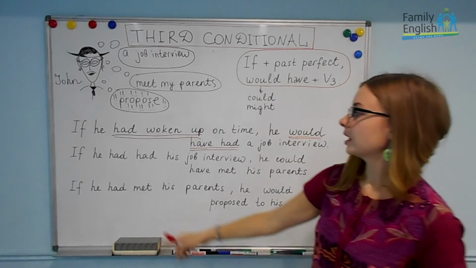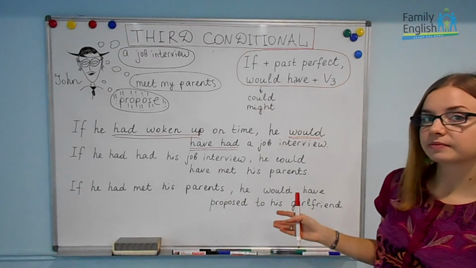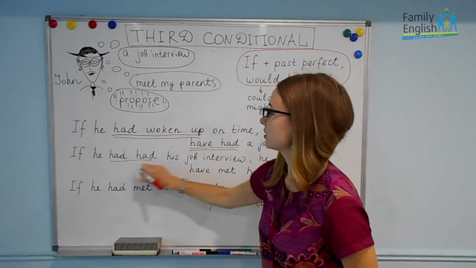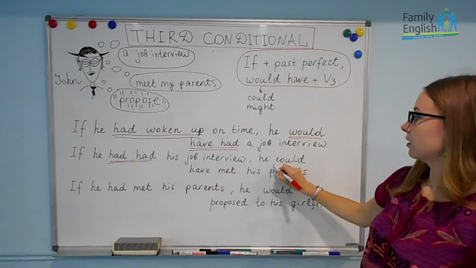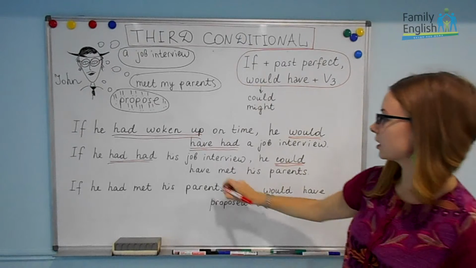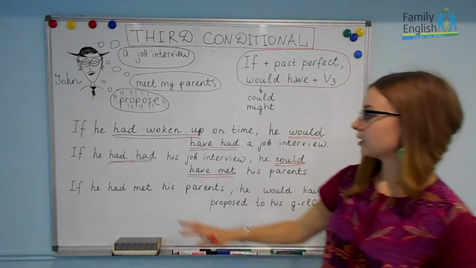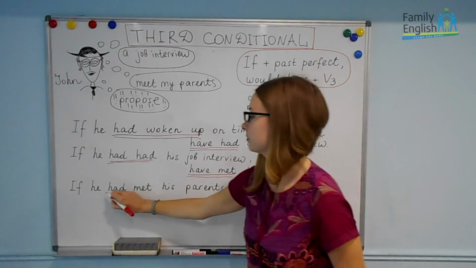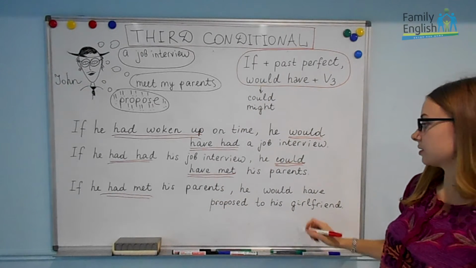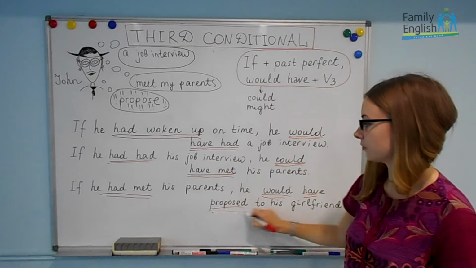The second example. If he had had his job interview, he could have met his parents, but again he didn't meet them. So past perfect, had, and in the second part I used could here instead of would, and have met. And the third example. If he had met his parents, past perfect, he would have proposed to his girlfriend. Would plus have and the third form. Okay.